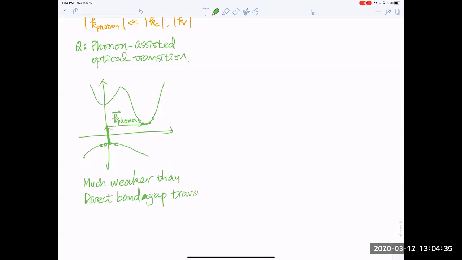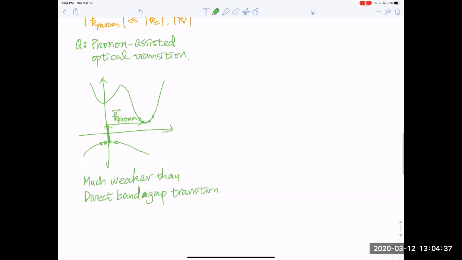As a result, it's very difficult to make this into a laser, for example. This hasn't stopped people from trying, and there has been some limited success, but in general this is a very difficult process. It involves three particles now, in addition to the electron-hole pair and photon. Now you need a phonon. So you could imagine the probability will be much reduced.